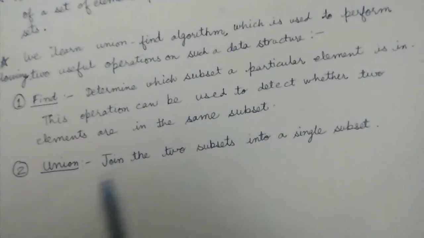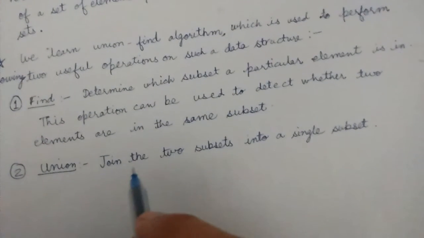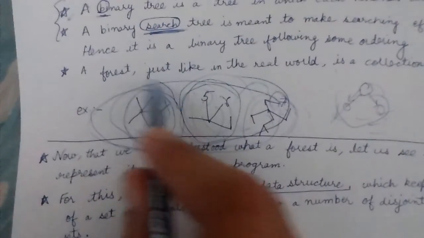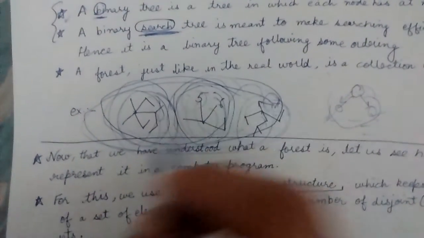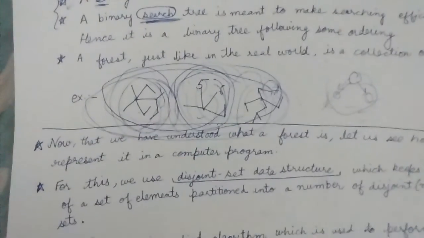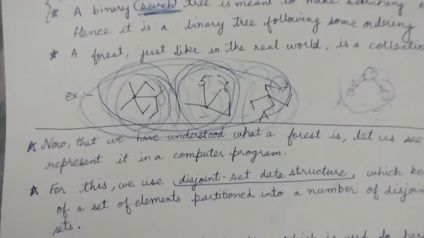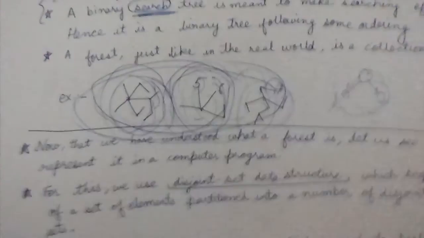And another one is the union operation, which does the simple thing: join the two subsets into a single subset. So if I apply the union on the left one and the middle one, then I will get one subset. So this is a simple operation. We will discuss how these operations are implemented and how we can implement them more efficiently in the further lecture. Thank you, friends.